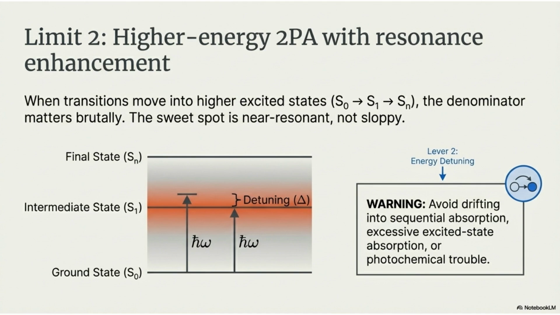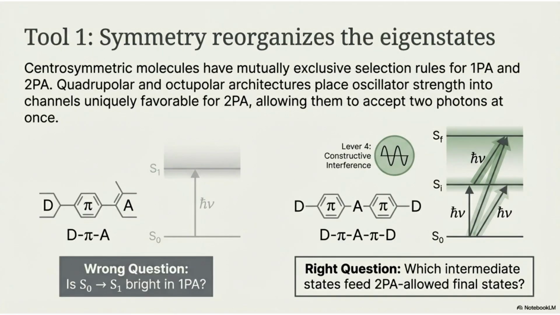In higher energy 2PA with resonance enhancement, the denominator of the transition amplitude becomes critical. The optimal condition is near resonant, which relates to lever 2, energy detuning. Care must be taken to avoid issues like sequential absorption. Symmetry reorganizes the eigenstates. Centrosymmetric molecules, such as those with quadrupole and octupole architectures, can place oscillator strength into channels uniquely favorable for 2PA, utilizing lever 4, constructive interference.